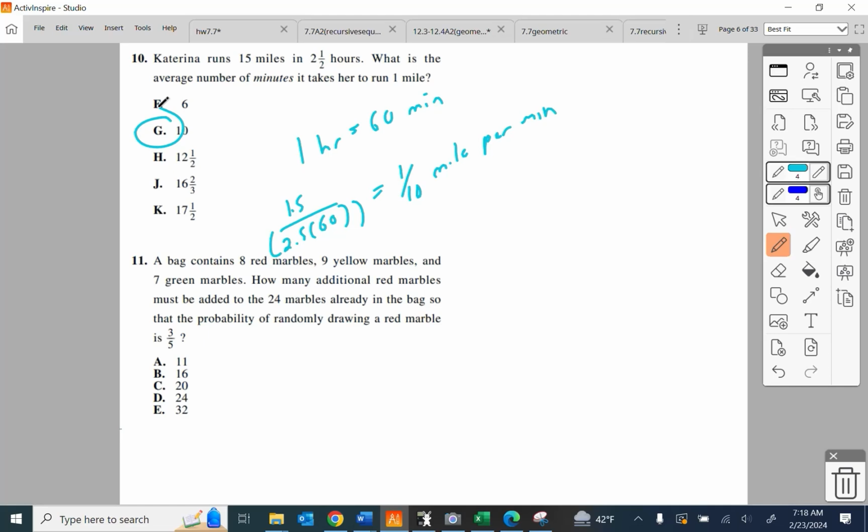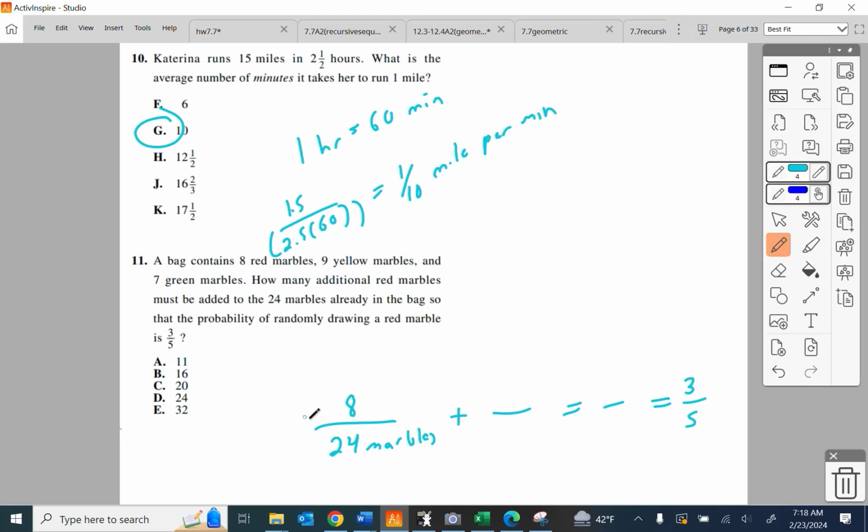Pretty cool. A bag contains 8 red marbles, 9 yellow marbles, and 7 green marbles. So in this bag, if I put these numbers together, we've got 17, 24 total marbles. How many additional red marbles must be added to the 24 marbles already in the bag? So the probability of randomly drawing a red marble is 3/5. Currently there's 8. And I want to add some stuff to the top and the bottom so that I end up with something that reduces down to 3/5. That's kind of what I'm thinking here.